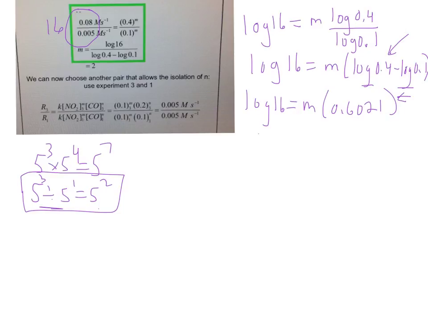And so to solve for m, we're just going to solve the equation now by taking log of 16, dividing by 0.60206, and that should give you 1.99999, which gets rounded off to 2.